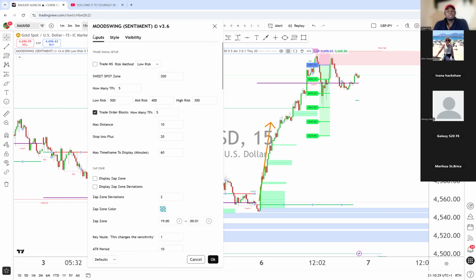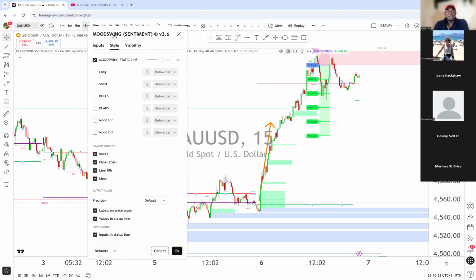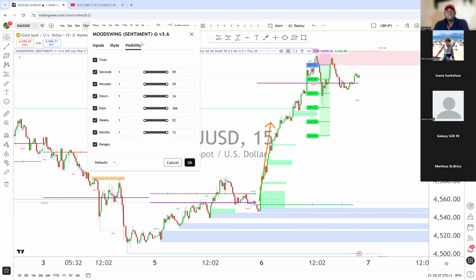And the first bit of settings that you'll see is the input. The next tab is style. And the next tab is visibility. Visibility is quite easy. You could just put on which charts you want to be able to see this on in terms of time frames.